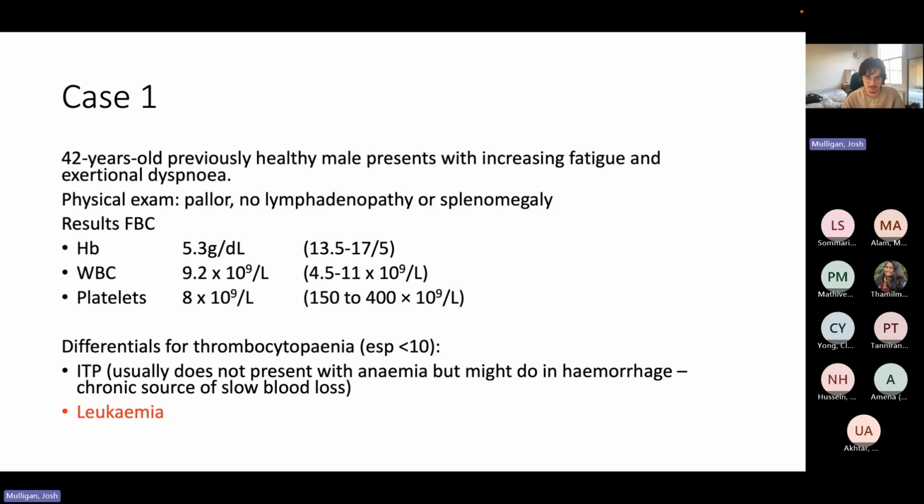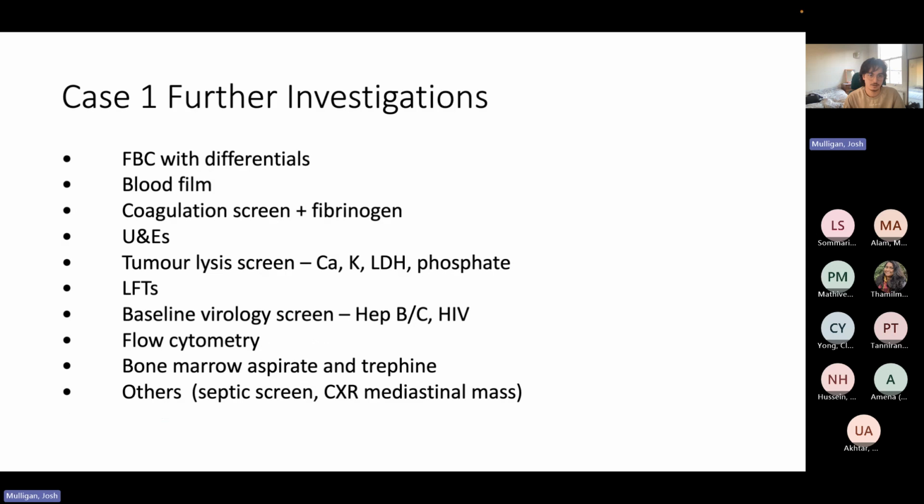Okay, well let's go through it. He's already done a full blood count. Someone said blood film, very good. You could do a coagulation screen, so that's thinking about prothrombin time and APTT or fibrinogen. That's probably because of DIC, which affects loads of different clotting factors in that system.